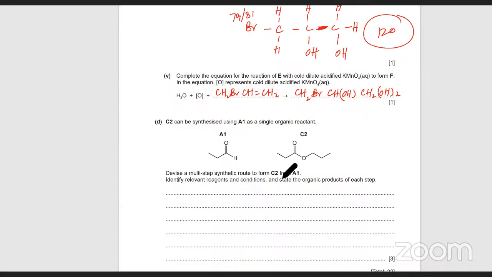Then devise a multi-step route to form C2 from A1. So it's an ester. What is an ester made from? Carboxylic acid. So first thing, I'm going to oxidize it. I'm going to turn this 3 carbon atom aldehyde into a carboxylic acid. Okay, first task. And I'm going to react it with an alcohol, so react it with an alcohol, okay. Esters are formed from an alcohol and a carboxylic acid. So the OH will be lost and the H will be lost and they'll join up, and it will form an ester. So the first task is to devise a multi-step route. So oxidize this.